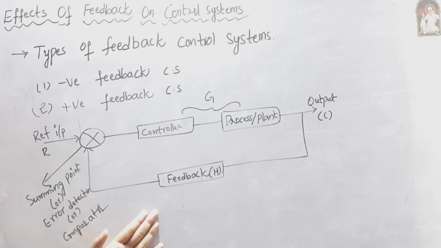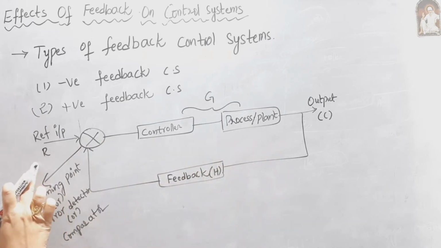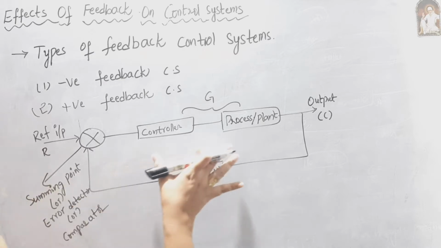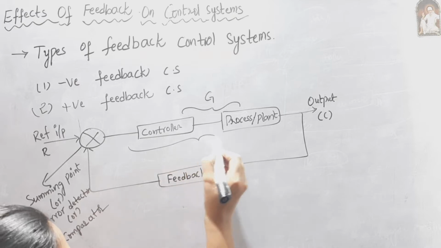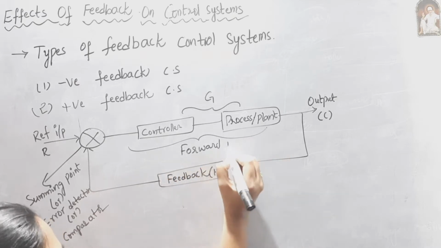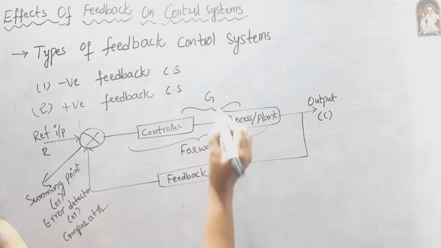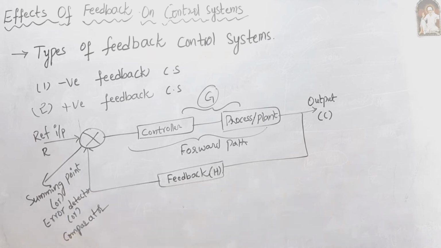We have already seen the block diagram of the closed loop control system. The components in a closed loop system are controller, process, input, output and feedback. Here I am indicating the input with the symbol R, then the controller and process, and the output. This is considered the forward path. The forward path gain is G. The output is indicated with C, and the feedback is indicated with H.